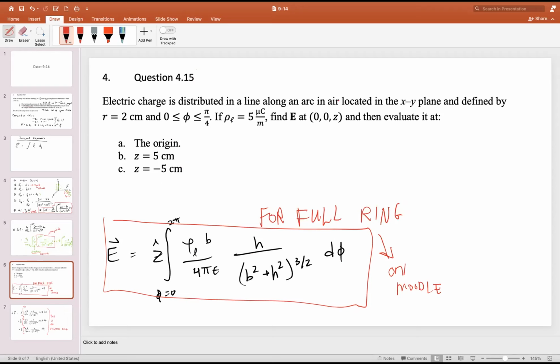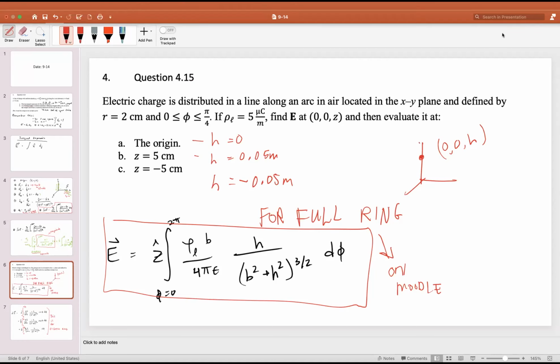Okay, so for the full ring, we have H as some point on the z-axis, so 0, 0, H, and so H is equal to 0, H is equal to 0.5 meters, and H is equal to 0.5 meters. Make sense?